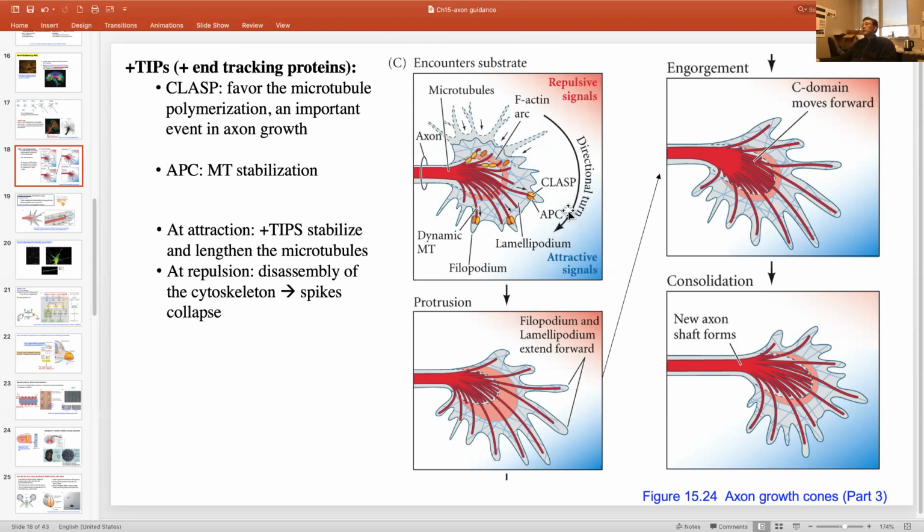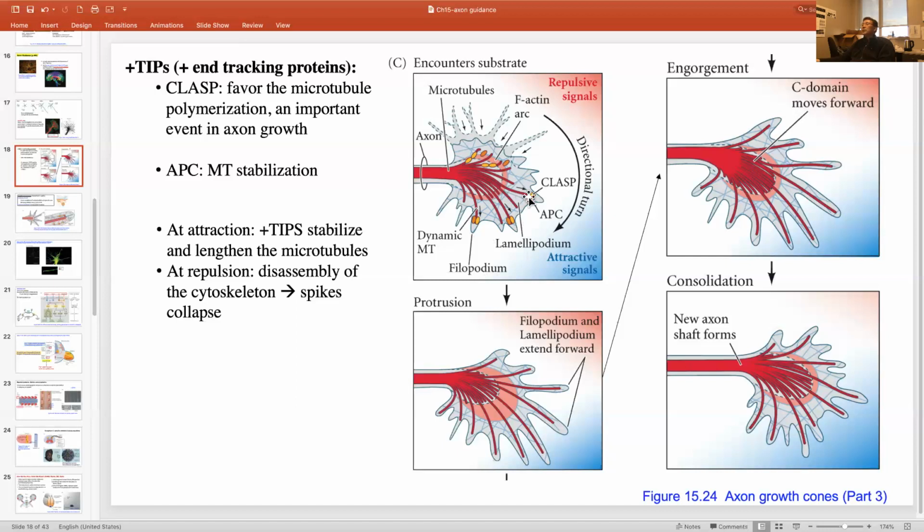So the directionality changes depending on the signals they are receiving. If they receive repulsive signals, the microspikes collapse. Then new microspikes, called filopodia, form toward the attractive signals. The collapse and the formation of the new spikes all depend on cytoskeletal reorganization.